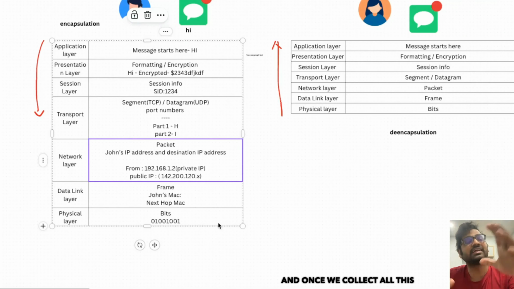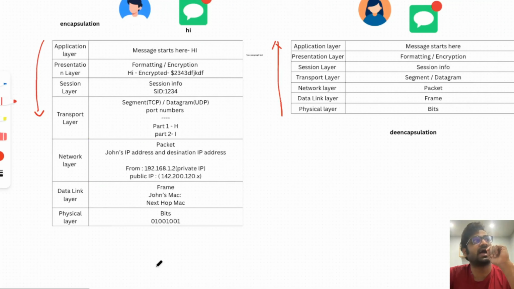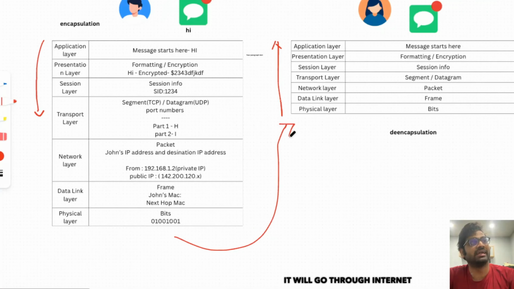And once we collect all this information, it will go to the next layer, which is the physical layer, where it is converted into bits. So this is what happens. And once it is done, all this information is passed through the internet and it will go to the receiver side. So it starts with the physical layer, and here it will be de-encapsulation. Here we have done the encapsulation, and on the receiver side it's actually de-encapsulation.